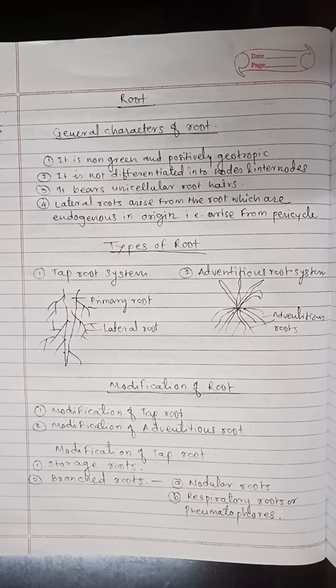While the stem is positively phototropic and negatively geotropic. Negatively geotropic means it grows away from the soil, above the ground. It is called negatively geotropic and positively phototropic. Root is not differentiated into nodes and internodes.